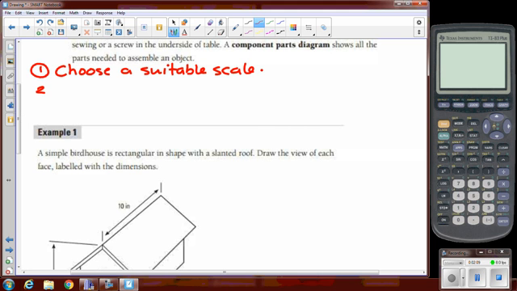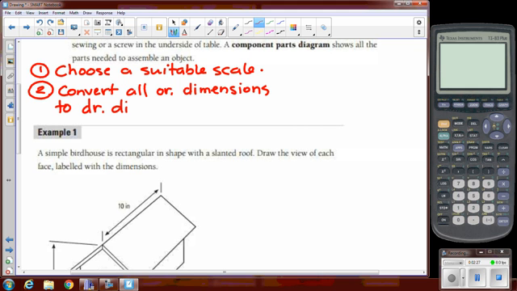The second thing that you do is convert all original dimensions to drawing dimensions. So there's that whole drawing to original, or the Dr. Orr that I've been referring to. So we're going to convert them using the scale. And then last but not least, once we have that done, our third step is to just start to draw it. Get in there and draw it.